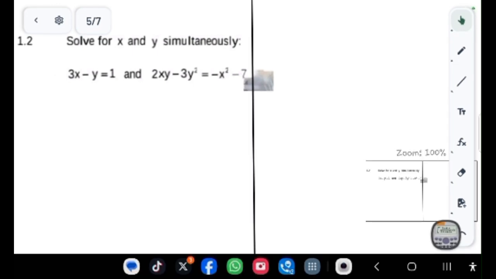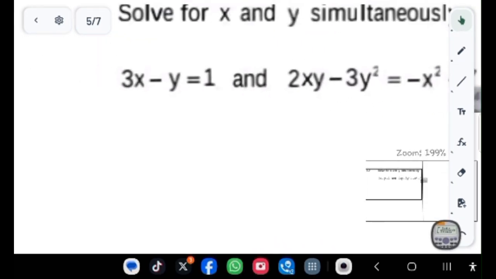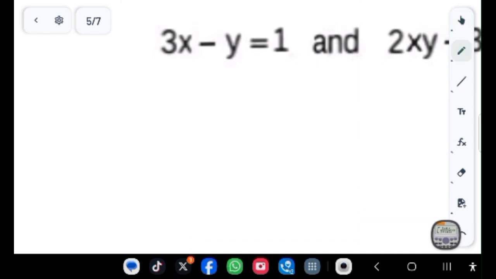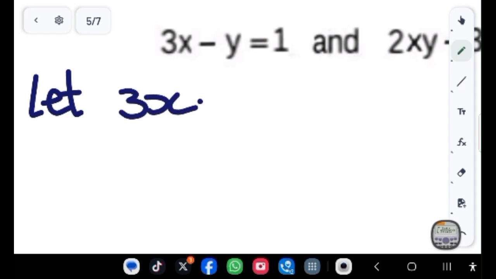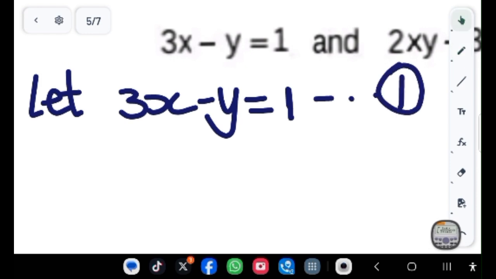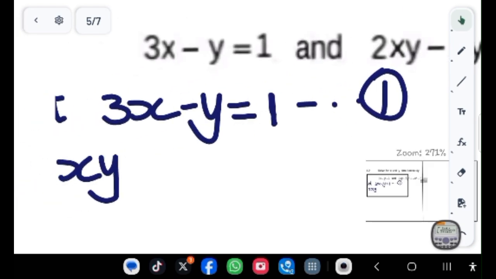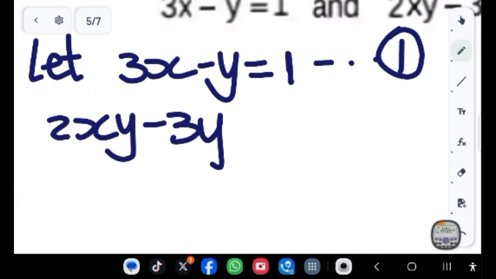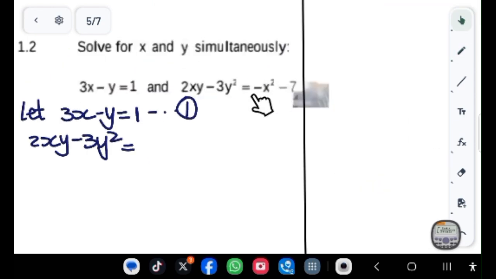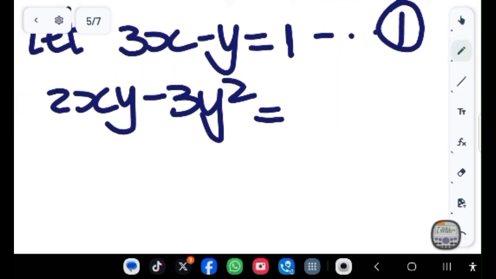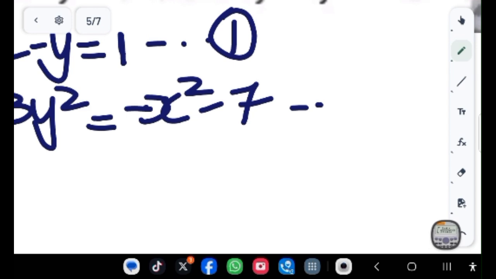Question 1.2 goes: solve for x and y simultaneously. This is a simultaneous equation. So what you do with simultaneous equations is you take the one equation and assign it number 1. Label them. Labeling them makes it easy for you to use them to prove what you're trying to prove. And then the second one will be equation 2: 2x minus 3y squared equals minus x squared minus 7. Let this be equation 2.